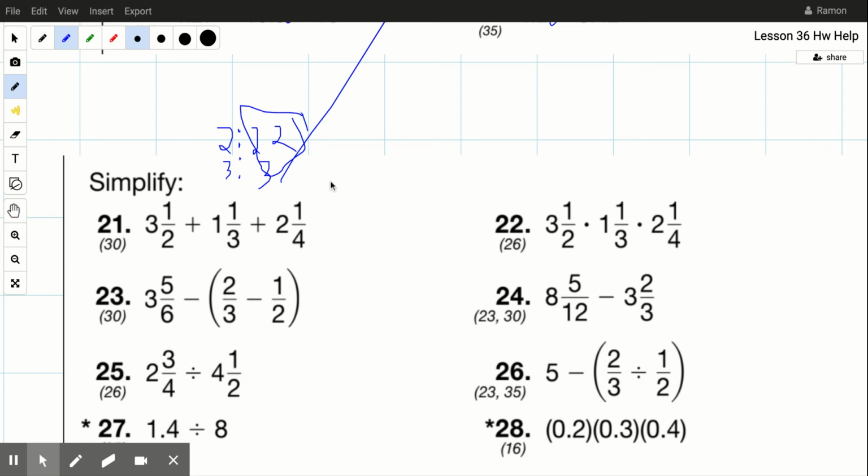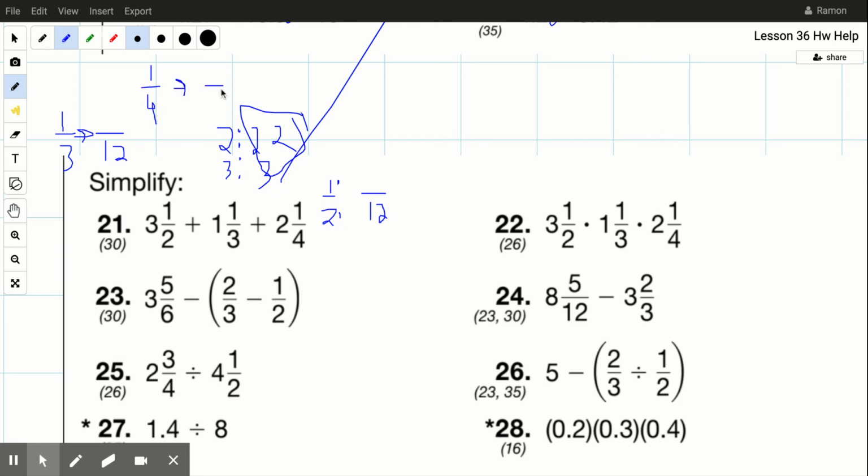So 1/2, make it out of 12. Make sure you multiply both numerator and denominator by the same factor. 1/3, make it out of 12. And then 1/4, also make that out of 12. Once you've done that, just replace your original fractions with the converted fractions.